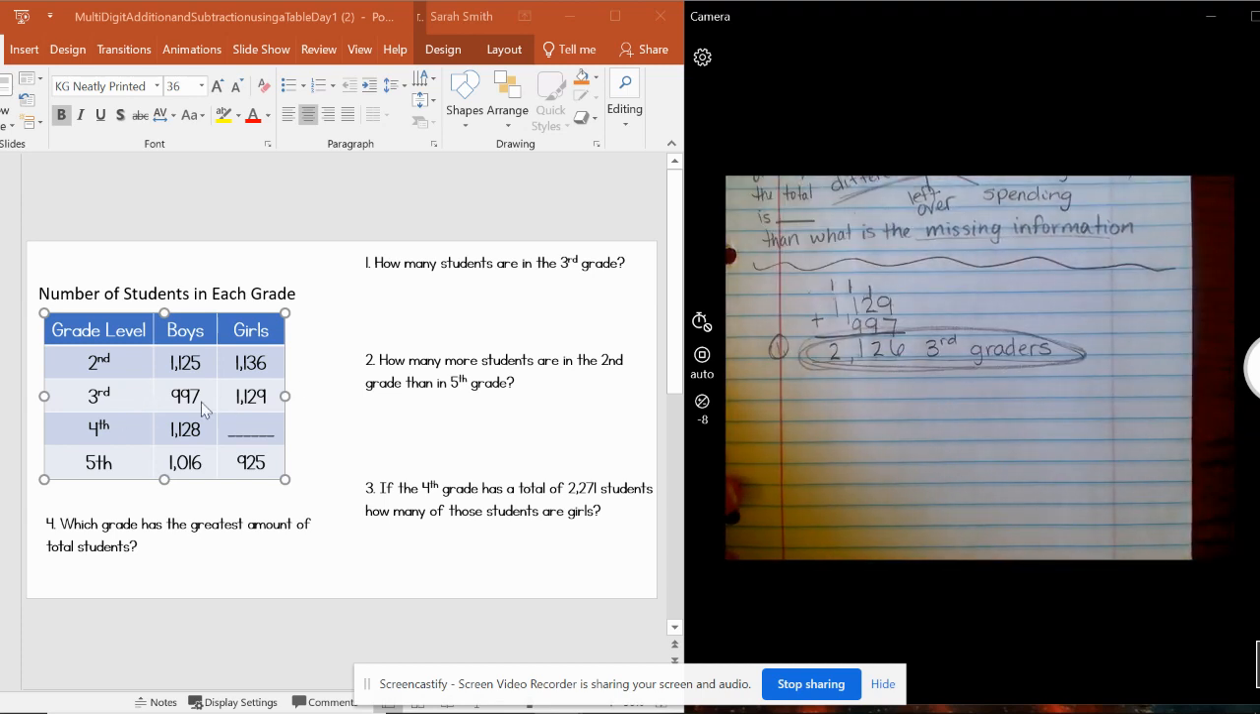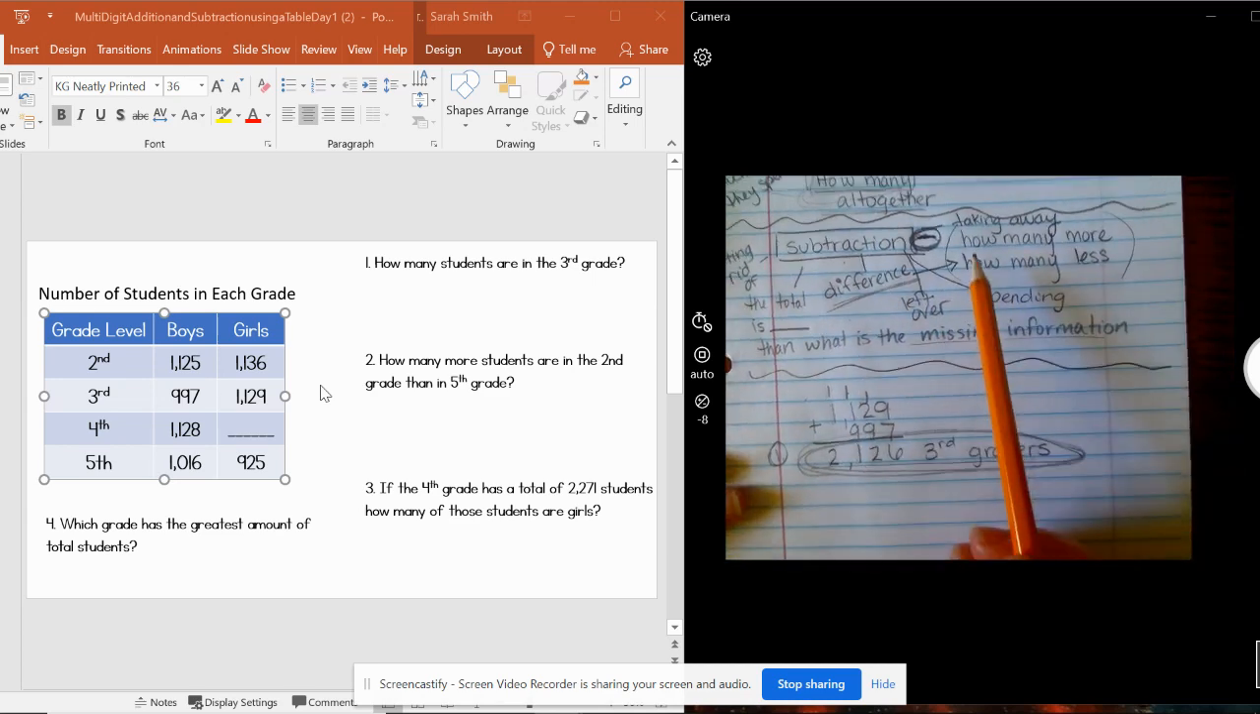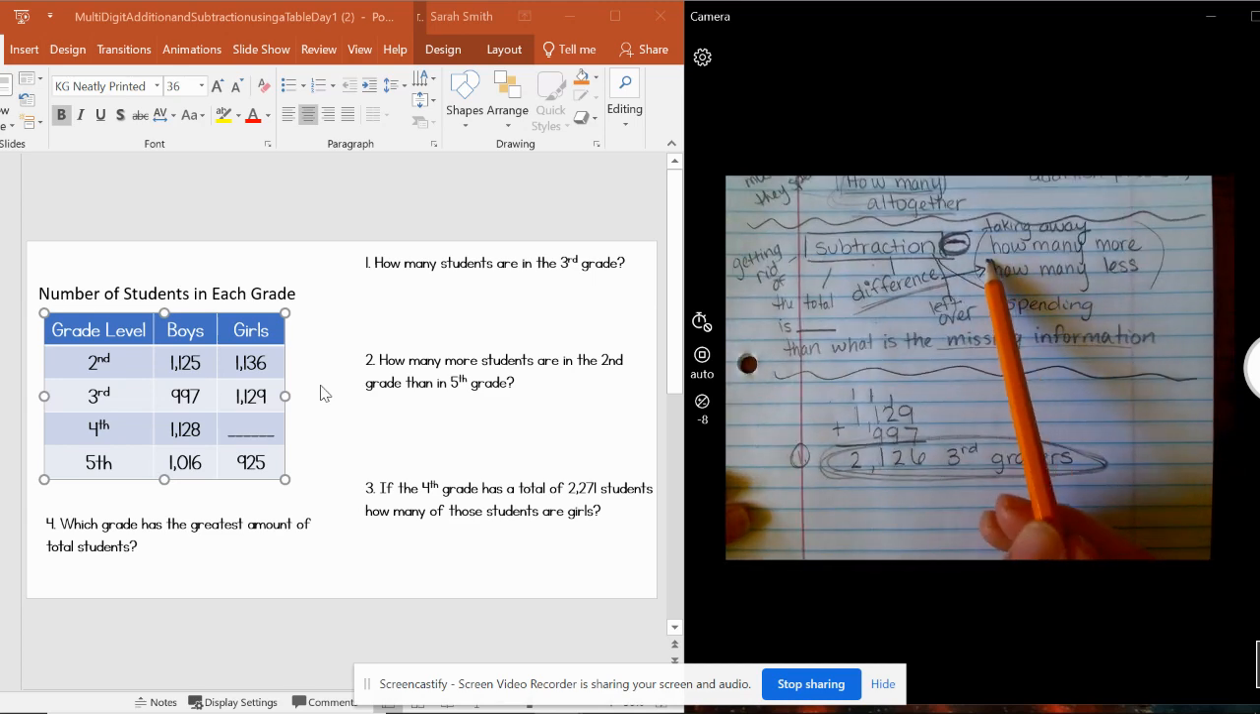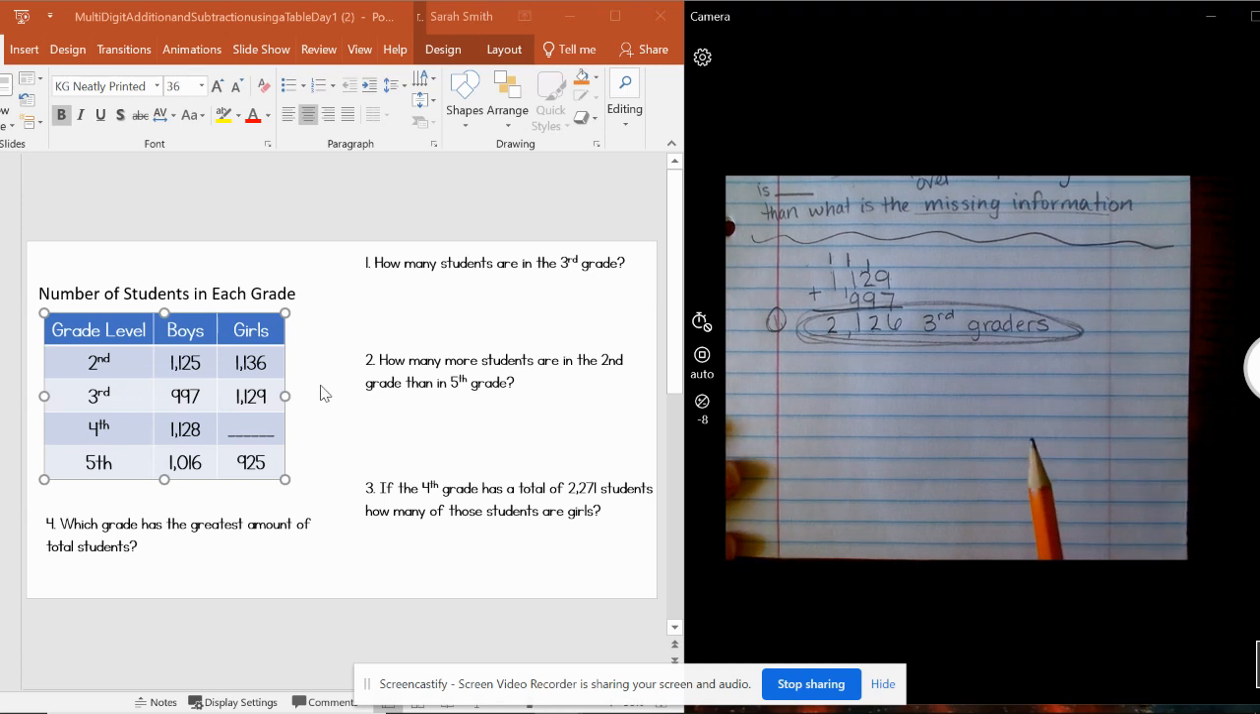All right, let's go to number 2 here. How many more students are in the second grade than in the fifth grade? So looking at our vocabulary here, how many more? There it is. That goes with subtraction. Anytime you're asked how many more, that means it's subtraction. So how many more students are in the second grade than the fifth grade?